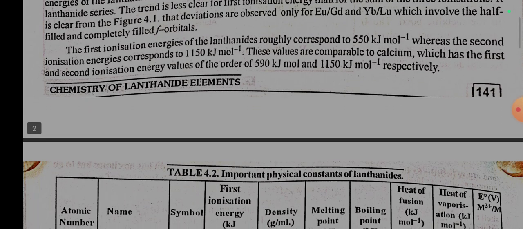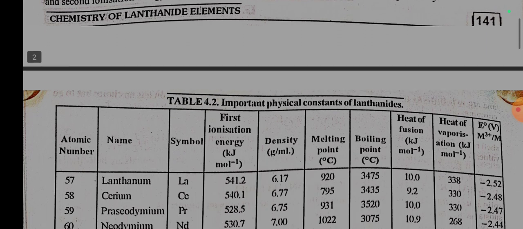The first ionization energies of the lanthanides roughly correspond to 550 kJ per mole, whereas the second ionization energies correspond to 1150 kJ per mole. These values are comparable to calcium, which has first and second ionization energies of the order of 590 kJ per mole and 1150 kJ per mole respectively.